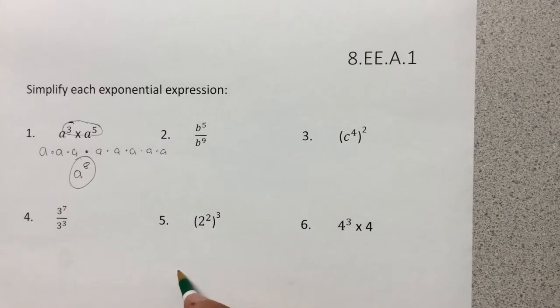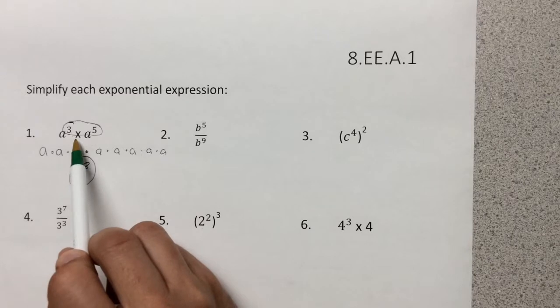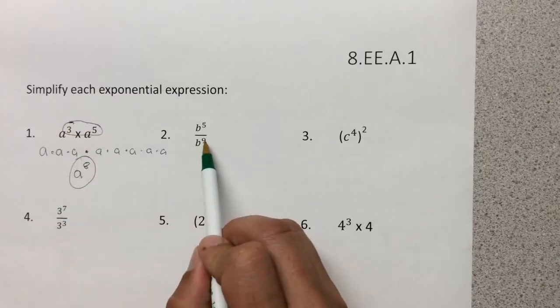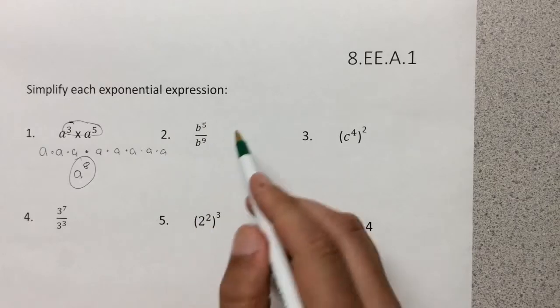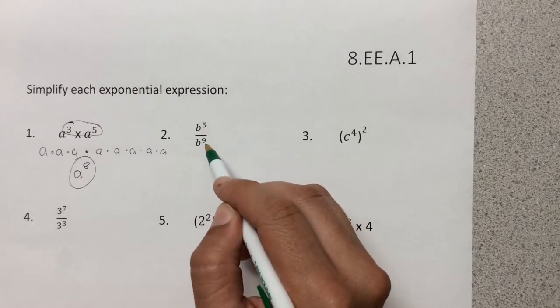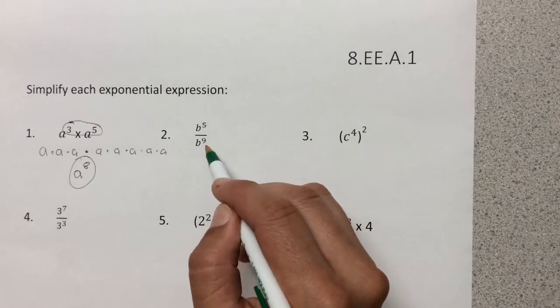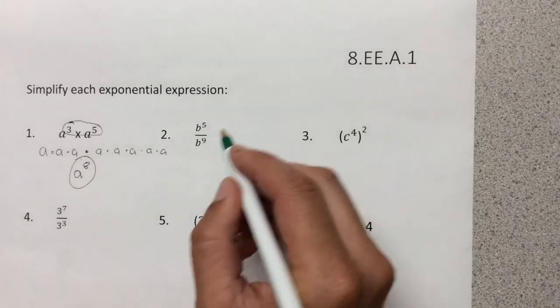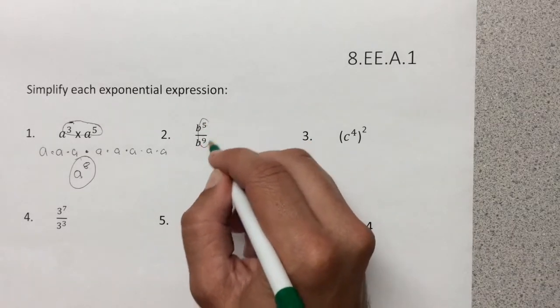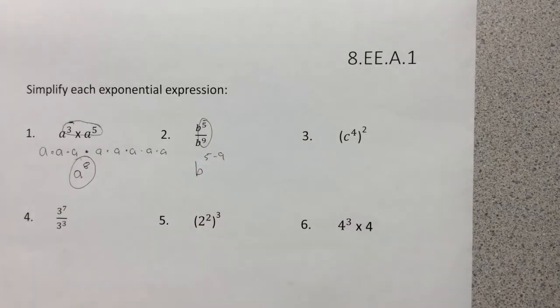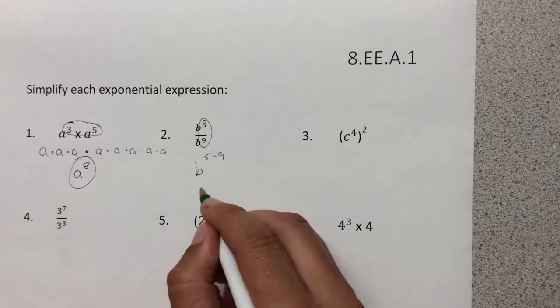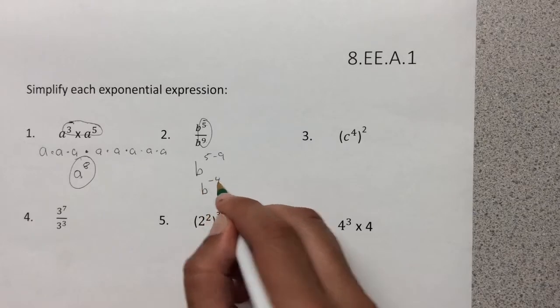Now let's look at number 2. Since we multiplied over here and we added over here, since we're dividing, we are going to subtract. So we have 5 on the numerator and 9 in the denominator. So what we'll have is 5 minus 9, so b to the 5 minus 9. 5 minus 9 is negative 4.